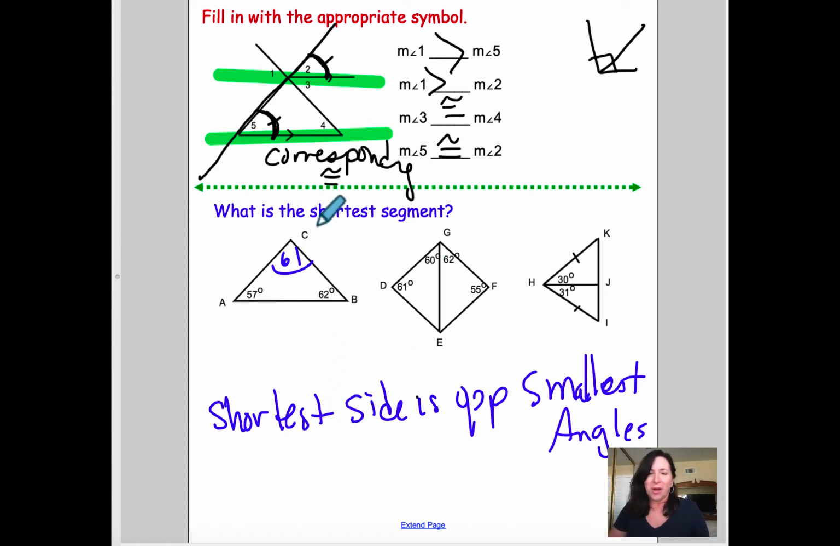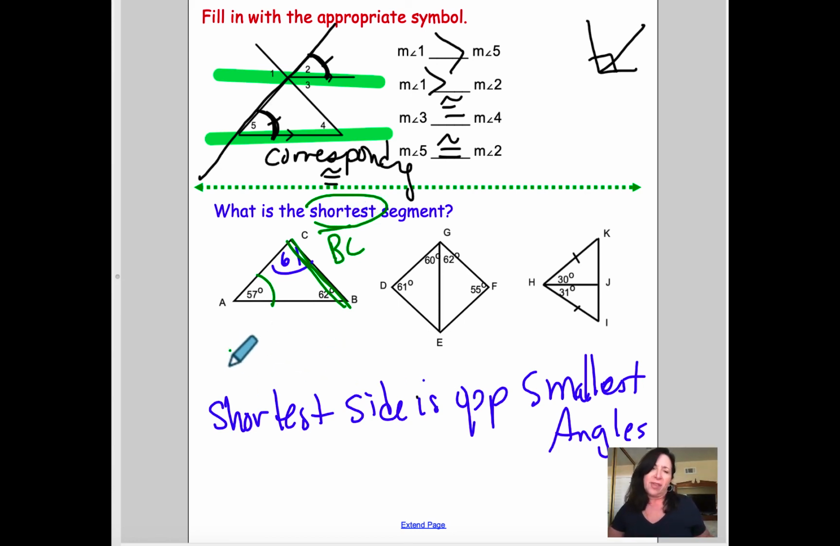Okay, so shortest side is opposite the smallest angle. And that means that the longest side is opposite the largest angle. So what we have here is a 57, a 61, and a 62. I'm looking for the shortest segment, which is opposite the smallest angle. And the smallest angle is 57, which would mean BC would be my shortest side.